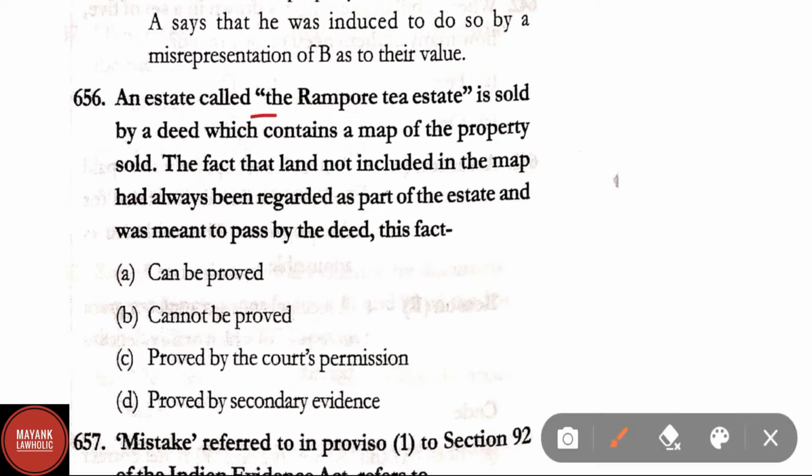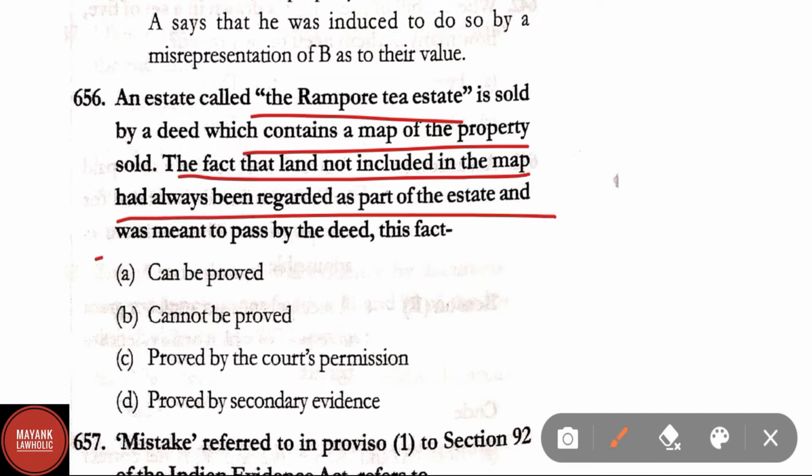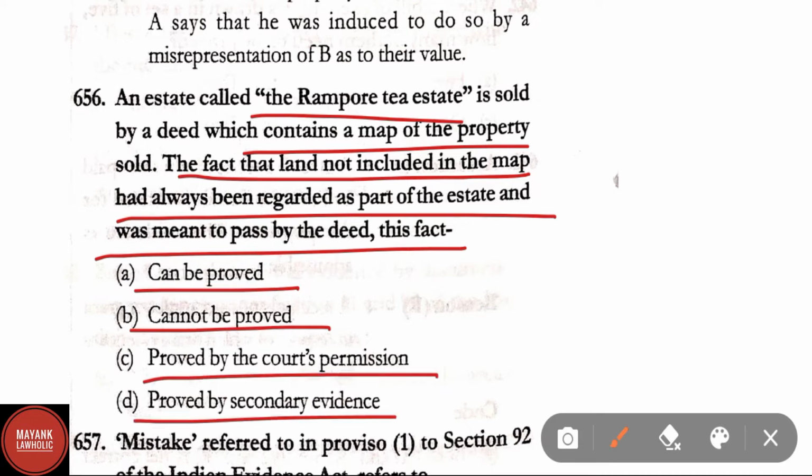An estate called the Rampur Tea Estate is sold by a deed which contains a map of the property sold. The fact that land not included in the map had always been regarded as a part of the estate and was meant to pass by the deed. This fact can be proved, cannot be proved, proved by the court's permission, proved by secondary evidence. Correct answer here is option B, that is cannot be proved.